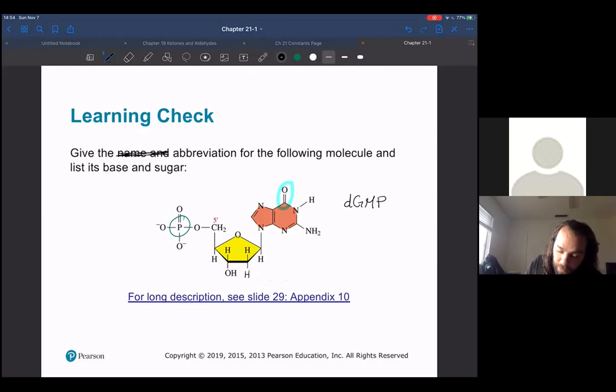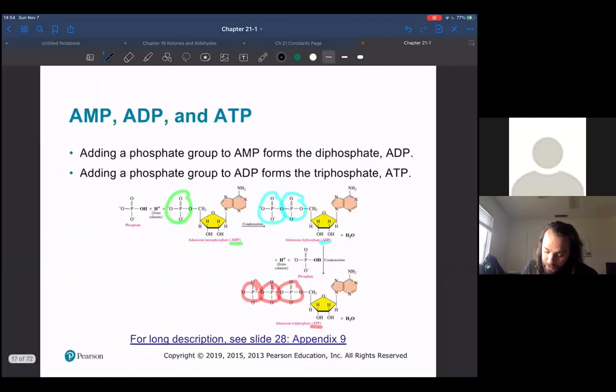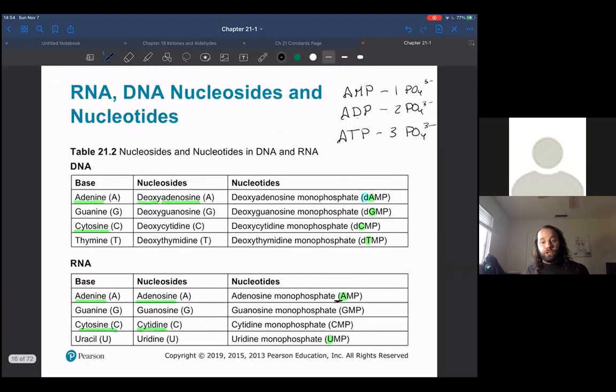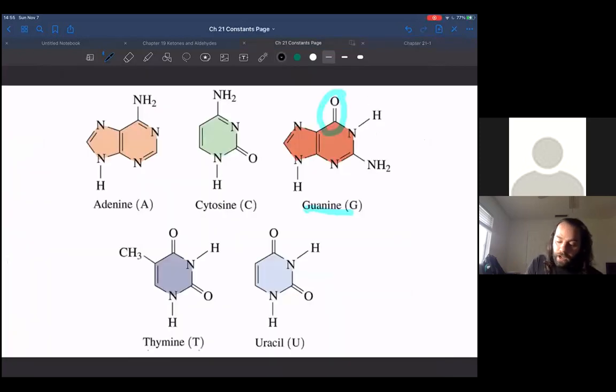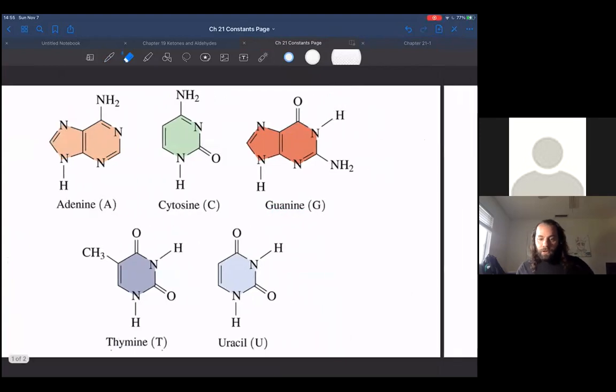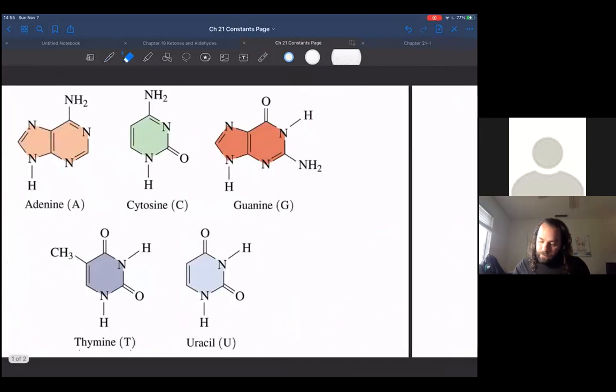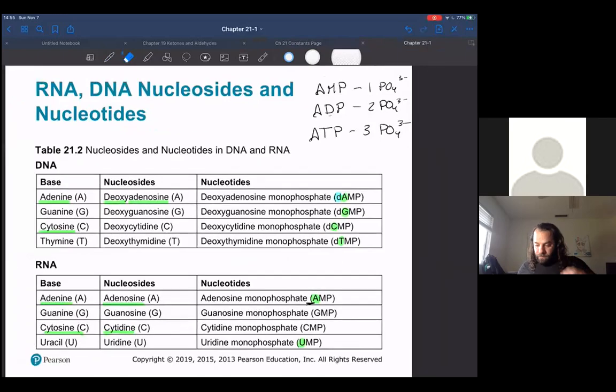There will be some Mastering Chemistry problems that ask you for the name. For that, I'm expecting you to use this cheat sheet here. For the other ones where it's just asking you for those 3-letter abbreviations, I want you to get in the habit of just using the constants page.